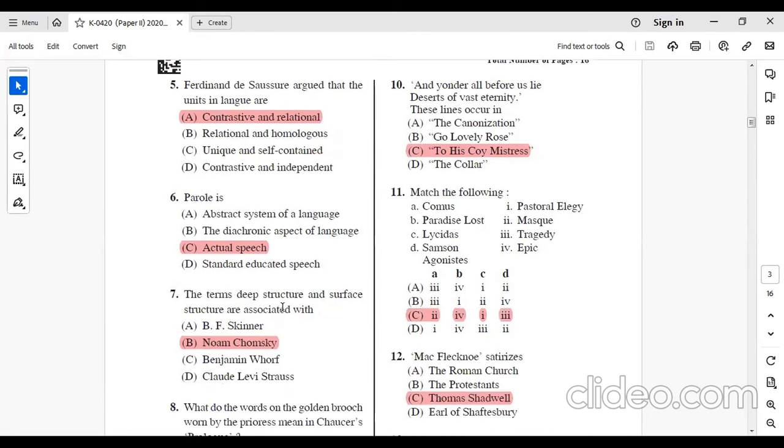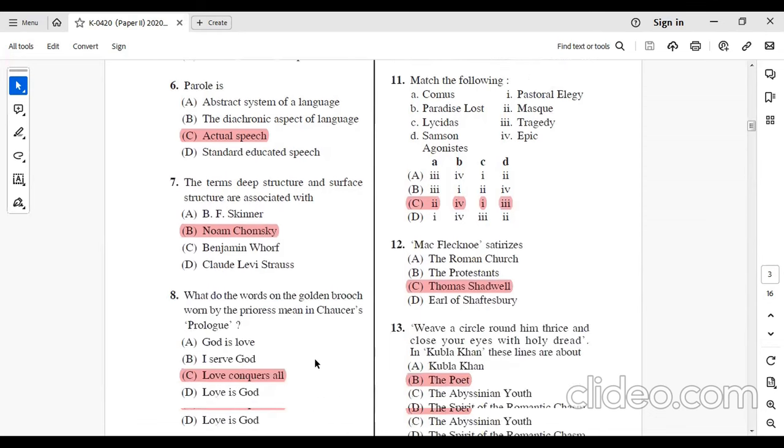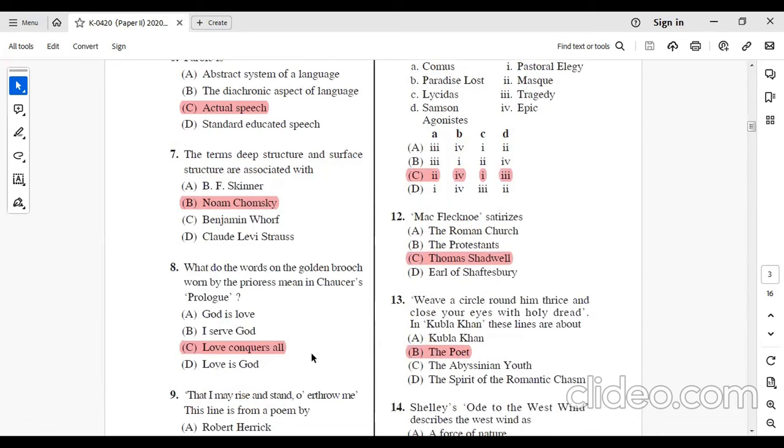The terms deep structure and surface structure are associated with Chomsky. Remember the terms deep structure and surface structure. Deep structure and surface structure are associated with Noam Chomsky. Now the question number eight. What do the words on the golden brooch worn by the Prioress mean in Chaucer's Prologue? It means love conquers all.